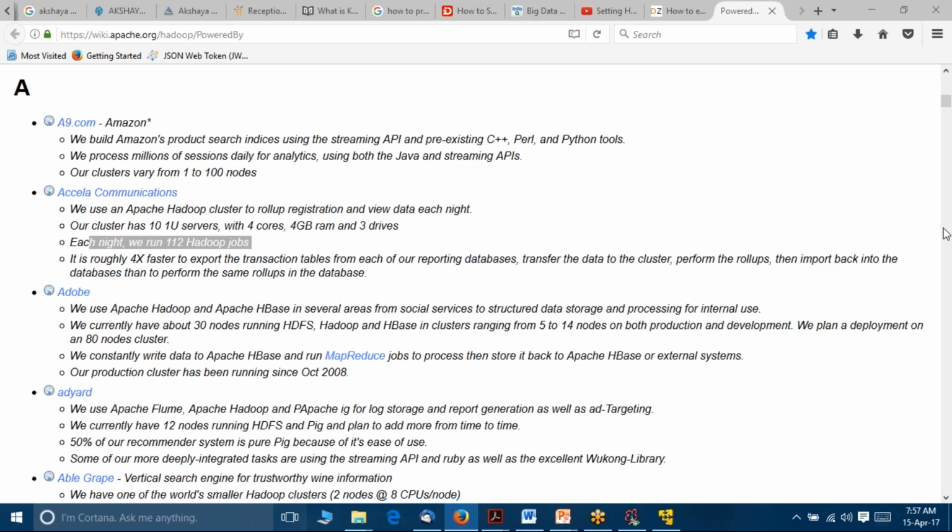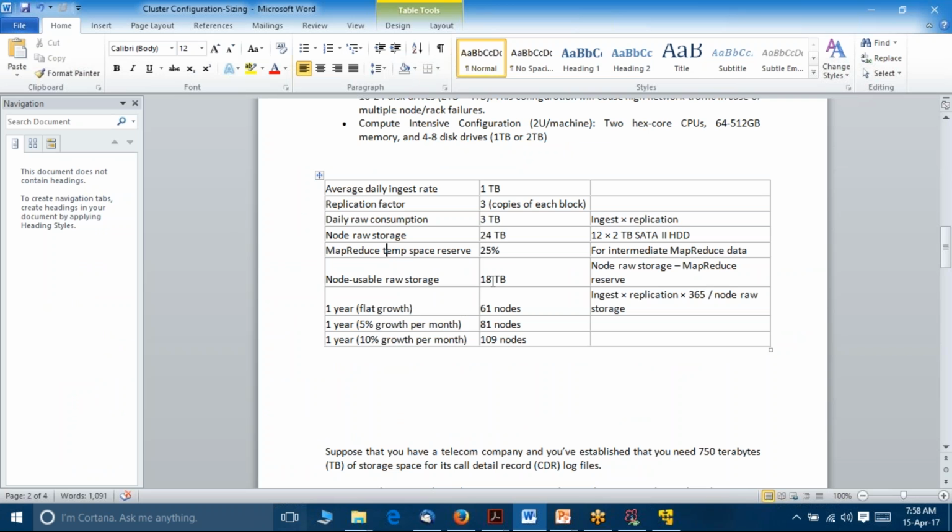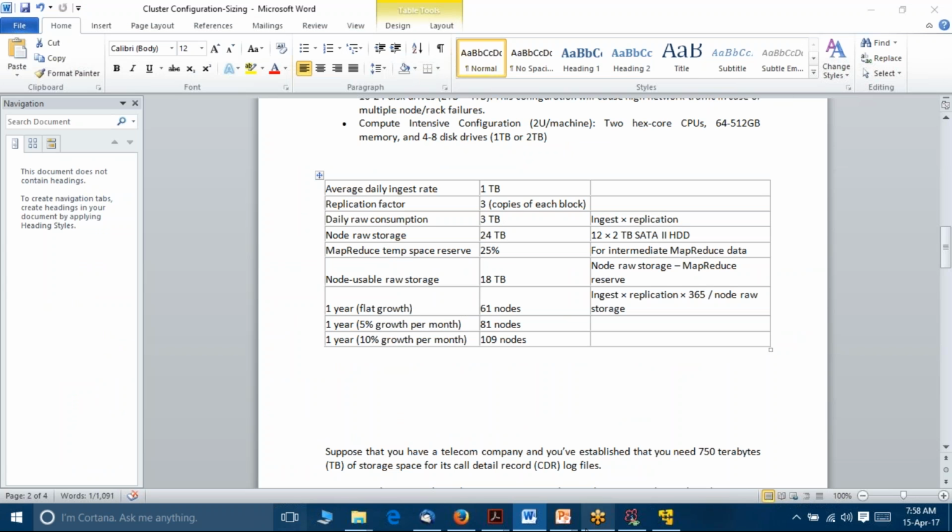Let us not call it MapReduce. Honestly, we need to call it MapReduce only, because even when you work with Pig or Hive, they ultimately work as a MapReduce job only. So I call it MapReduce, directly or indirectly. So when we have multiple MapReduce jobs running, then definitely I think you understand and agree with me, friends, why I need 25% of the storage capacity reserved for intermediate MapReduce data storage.